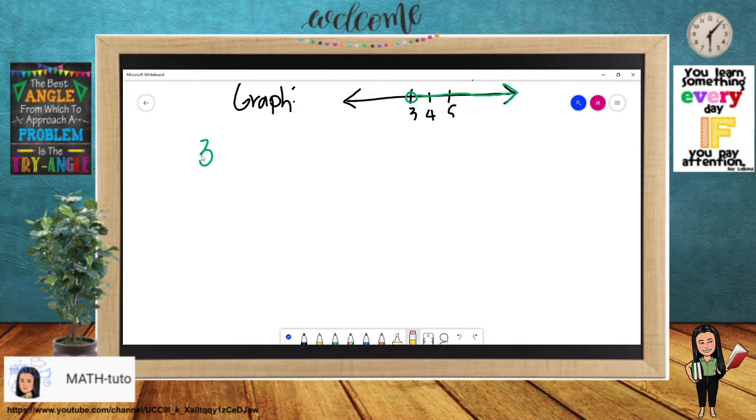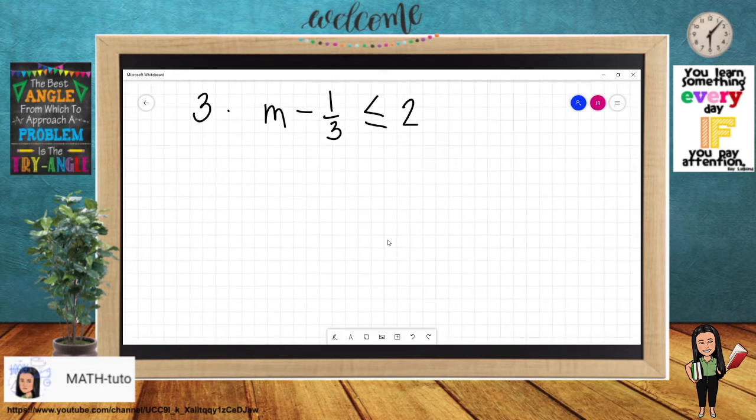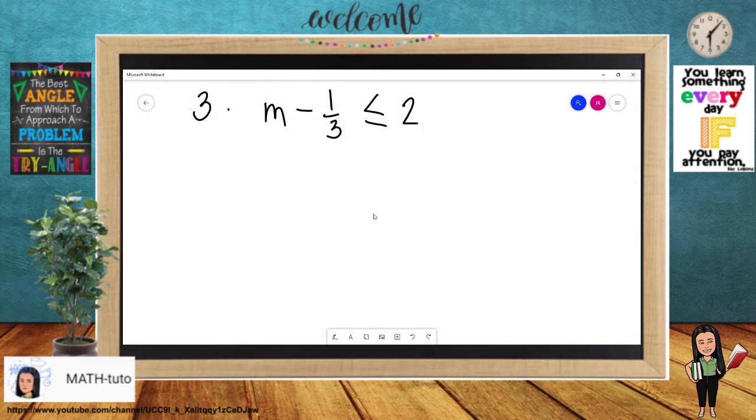Oh, I'll use black. Let's have another example. m minus 1/3 is less than or equal to 2. As you can see here, there is a fraction. Remember in equations, if there is a fraction, one of the methods that we can use is to multiply everything in our equation by the LCD.